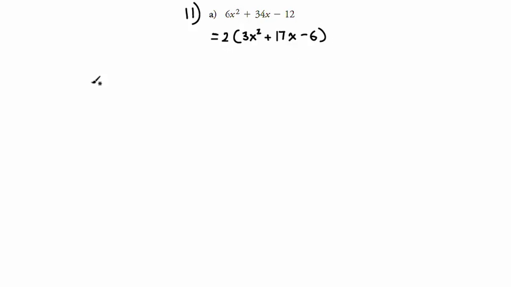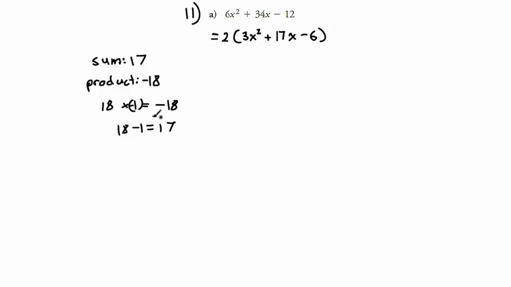Now we can use decomposition, so we need two numbers whose sum is 17 and whose product is 3 times minus 6, which is minus 18. Alright, so this should be fairly obvious. We know that minus 18 times 1 is equal to minus 18. Well, actually, instead of putting the minus sign on the 18, we have to put it on the 1. And that's because 18 minus 1 is 17, right? So we just found the two numbers that satisfy these two cases. So the two numbers are 18 and minus 1.